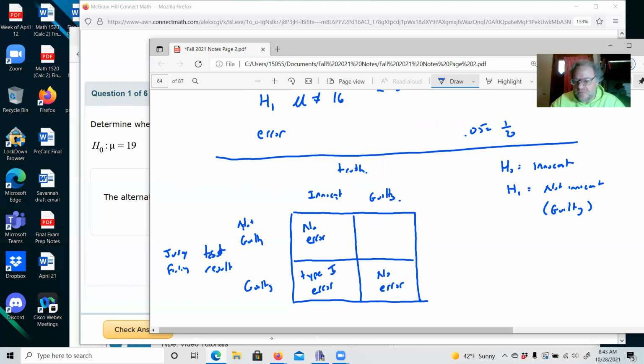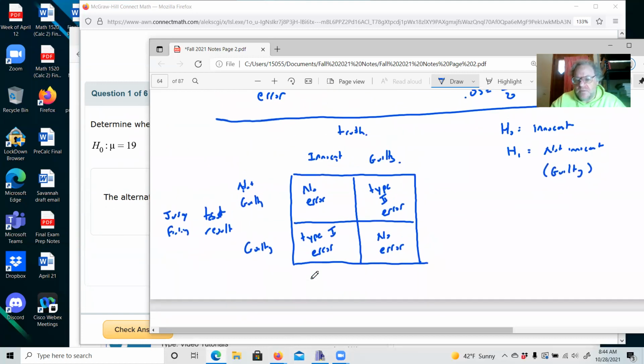You may have noticed at this point in the semester, we're really good at naming things. If the truth is you really are guilty, but the prosecutor failed to make a good case and the jury said, no, sorry, you didn't do it, then this is called a type 2 error. We're pretty good at type 1 errors. Type 2 errors are more for an advanced class. But type 1 error is commonly referred to as alpha. This is commonly referred to as beta.